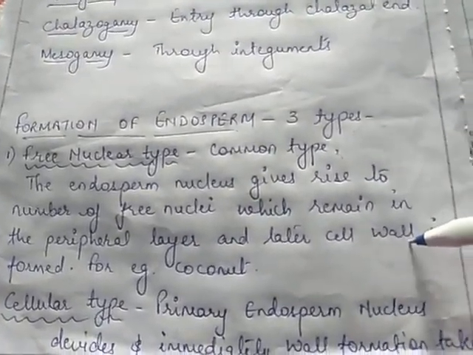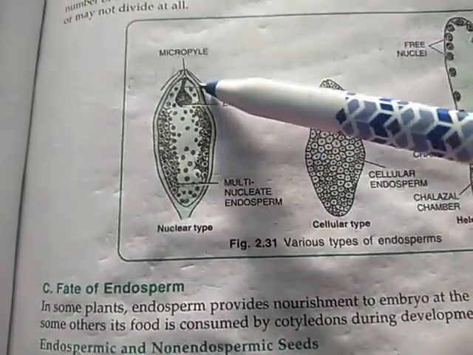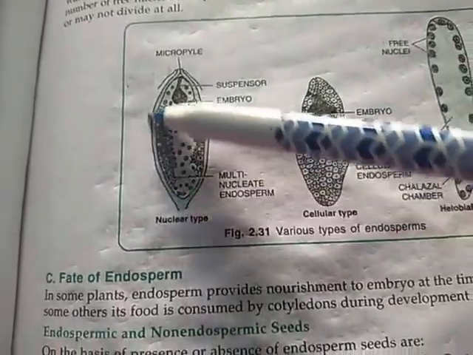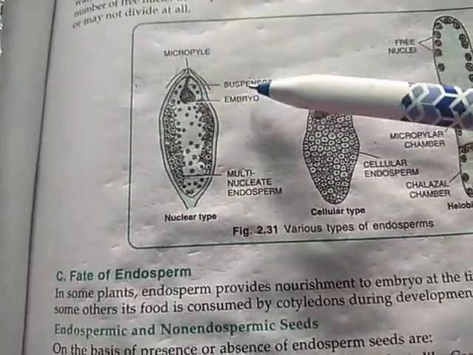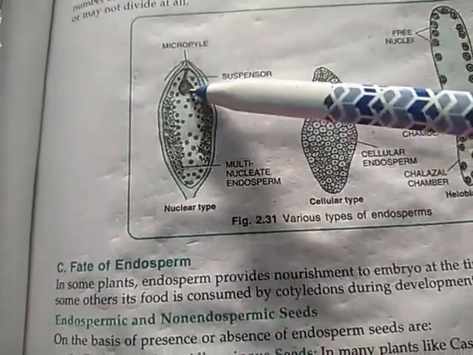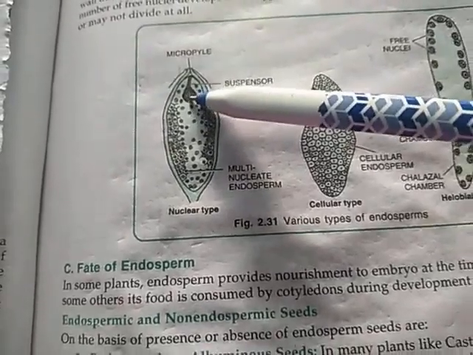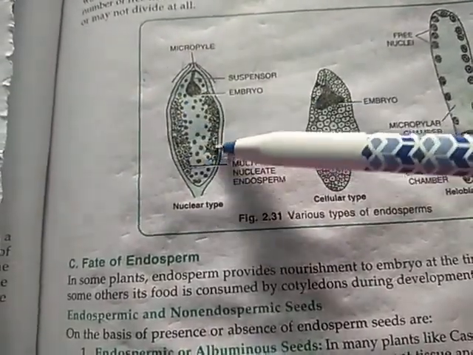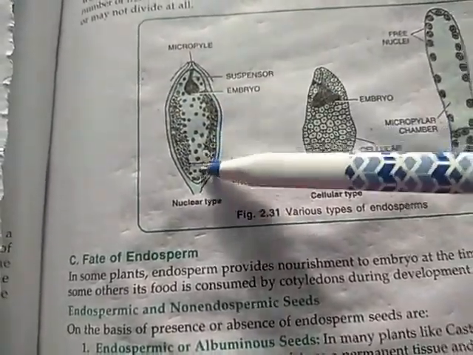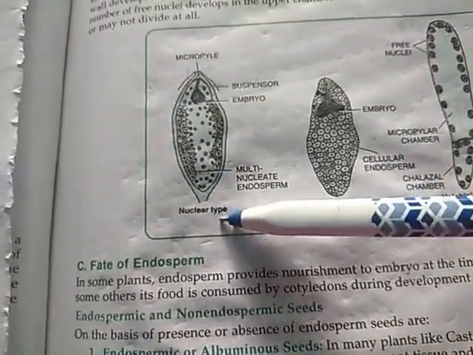If I show you the diagram, it is like this. If you see this diagram, this is the endosperm formation. Now, this suspensor and embryo, just keep in view that later on we are going to discuss them. This is the zygote which is being formed. I am just right now talking of these free nuclei, which is endosperm. So this is the free nuclear type of endosperm.